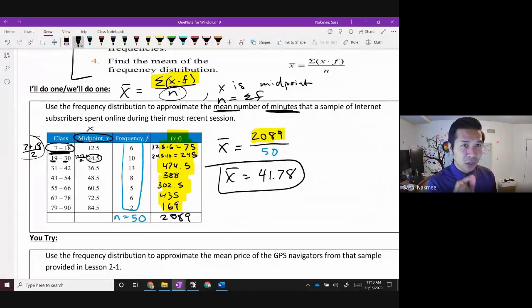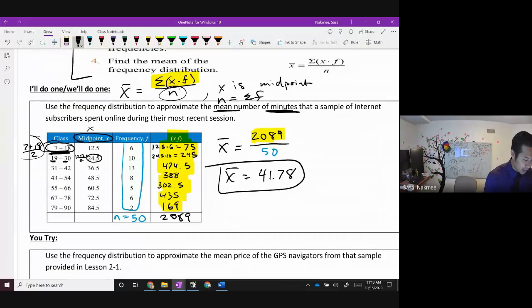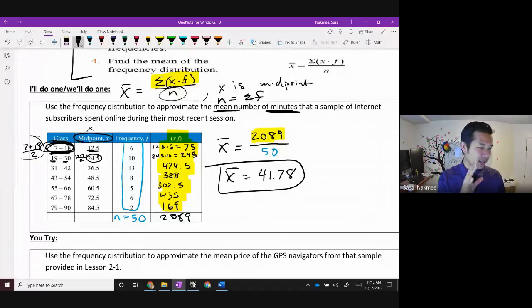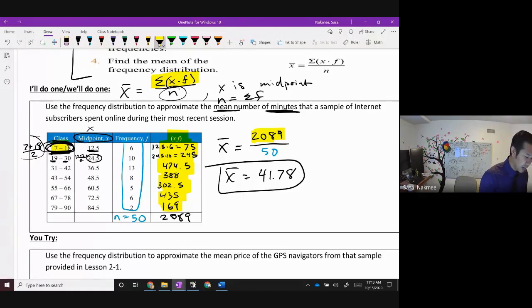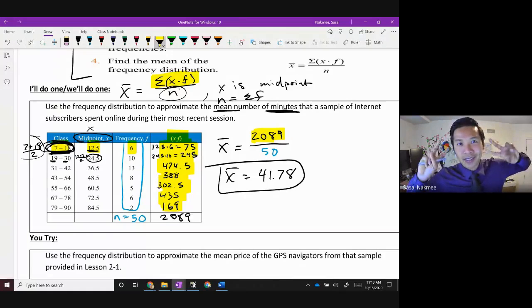So what we do instead is we just pick the number that's exactly in the middle, and that number in the middle represents this class. This 12.5 represents all of the numbers between 7 and 18, and it's like a nice average of that class. Does that make sense? That 12.5, that midpoint, represents all the numbers that are in this class right here. That's what the 12.5 represents. And then that's what we use to multiply with our weight.